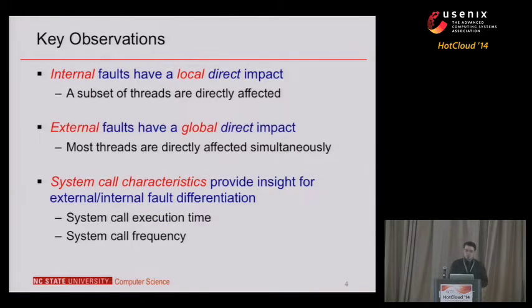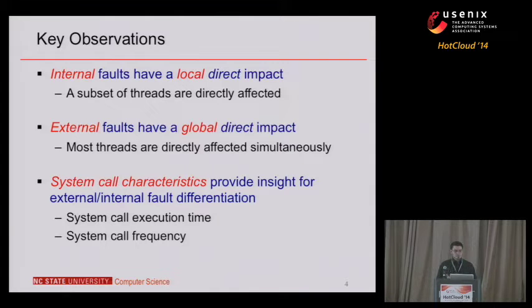So first, we found that internal faults have a local direct impact. And what I mean by that is only a subset of threads that are actually executing the buggy code are directly affected. We might have other ones that are indirectly affected over time, but there's a subset of threads that are directly affected by the problem.